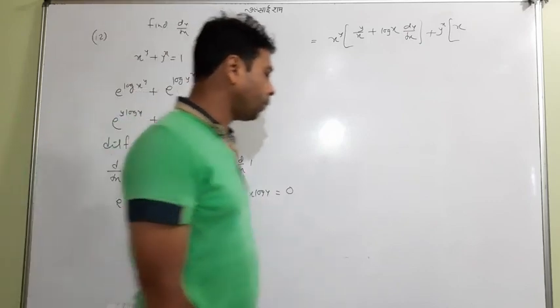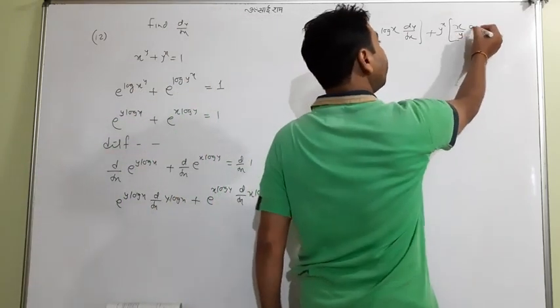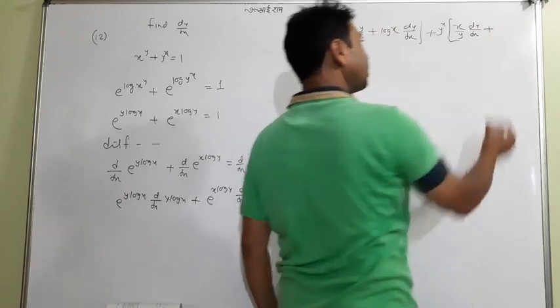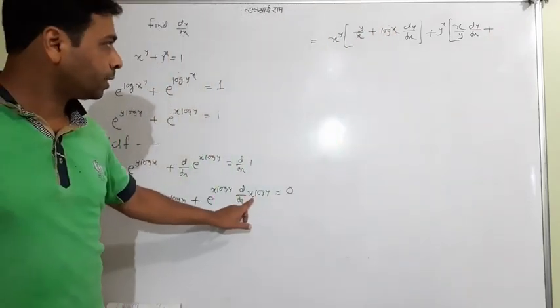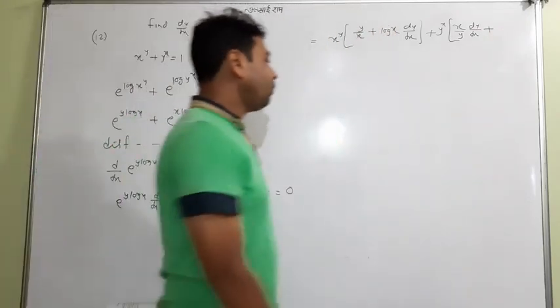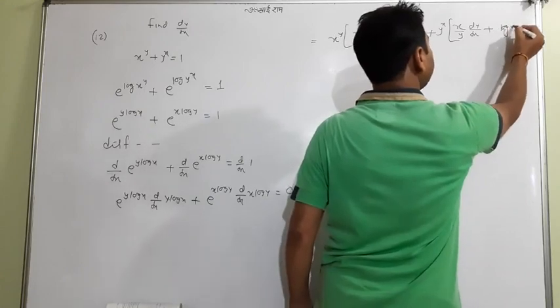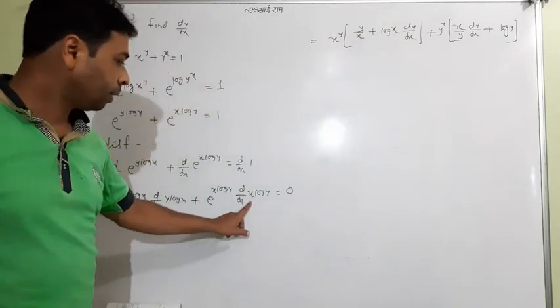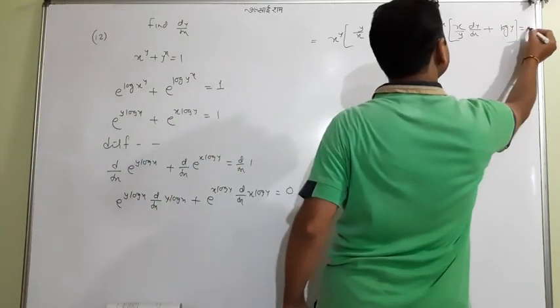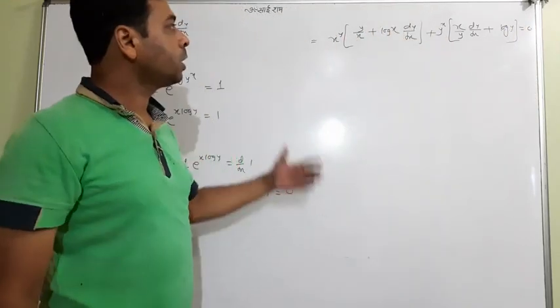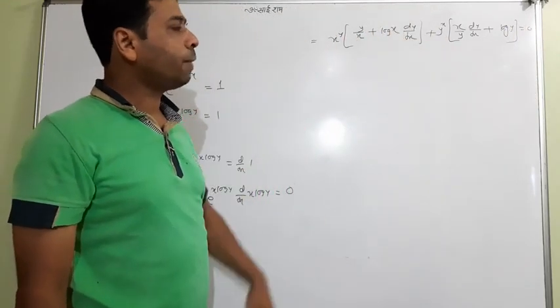So what is the differentiation of log? 1 upon y, and y will have a dy by dx. And first function, the differentiation of the second function log y. Differentiation of x is 1, equal to 0. So this equation has formed. Now it's a simple duty to find the value of dy by dx.